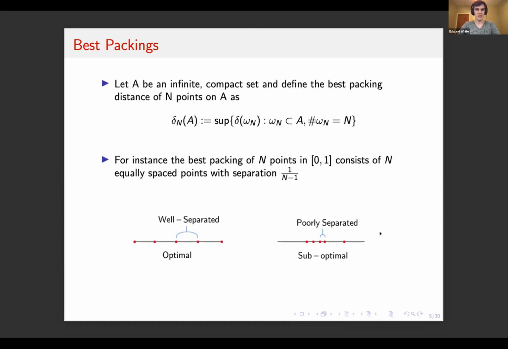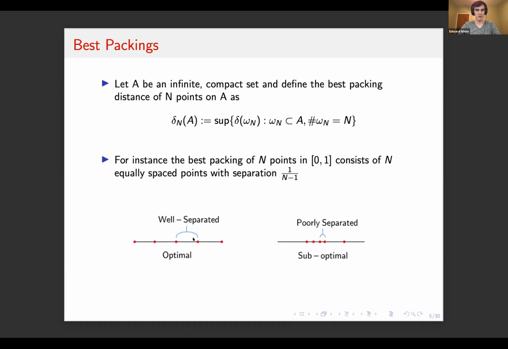Then the best packing distance is defined as the supremum of all those delta omega n's over any collection omega n contained in a compact infinite set A, where our configuration has to be exactly n points. So this is the exact best packing distance on your compact infinite set A of n points. Below I have an example where the best packing of n points on the unit interval 0 to 1 consists of n equally spaced points with separation 1 over n minus 1. So I have an example of 5 points equally spaced out on the unit interval.